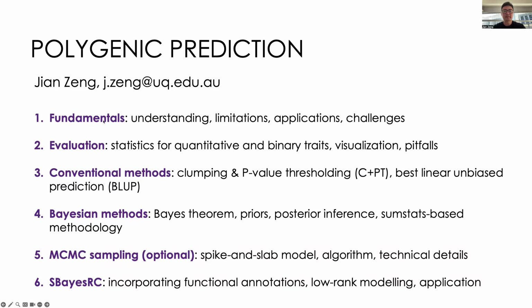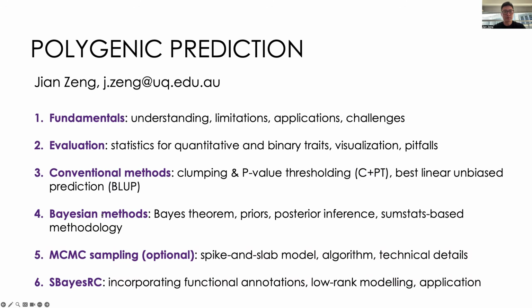I start with the fundamentals of polygenic score, including intuition about how polygenic prediction works and its limitations. Part 2 is about how to evaluate prediction performance, how to visualize the results, and what the common pitfalls are. I then introduce the conventional methods, including clumping, p-value thresholding, and best linear unbiased prediction.